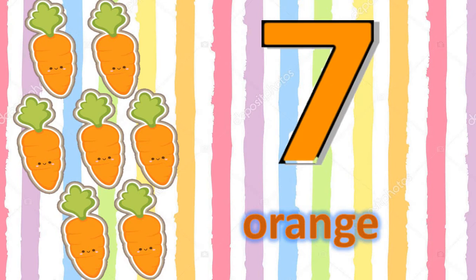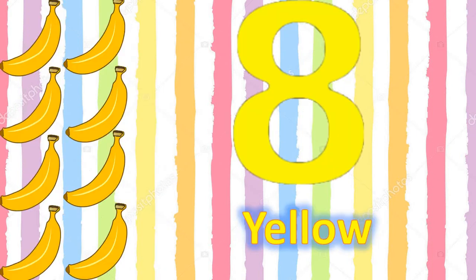Let's first count these carrots. 1, 2, 3, 4, 5, 6, 7. Okay, they are 7 carrots and they are orange too. So, 7 orange carrots. 7 orange carrots. Another one.